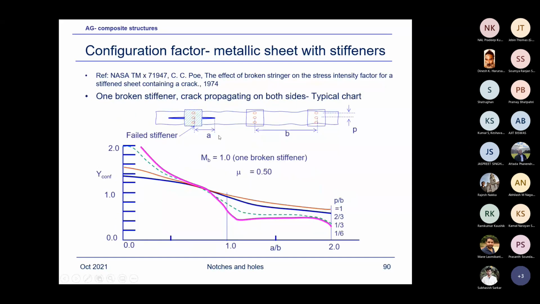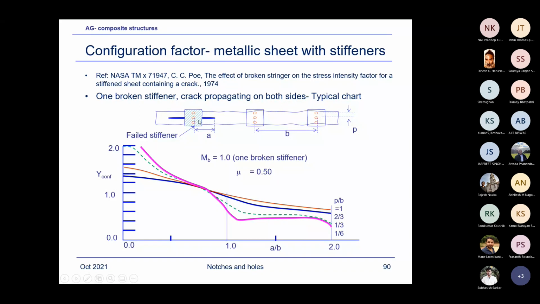This is the one where, again, Poe had provided some charts, analyzed. Now, these charts are basically theoretical equations based on theory. He had developed the equations. Okay, now here this stiffener is broken. That's why I've shown like this one. And then again, same thing, the configuration factor.